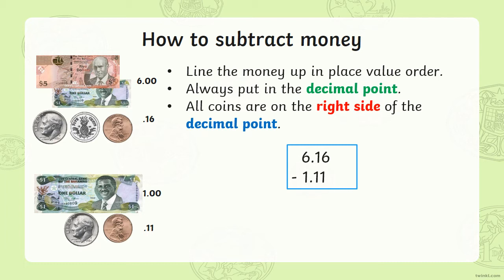Then we are going to subtract or take away $1.11. Notice how it's lined up. All of the coins lined up properly, all of the dollars lined up properly. The decimal point separates the coins and the dollar note. Let's now see what our difference will be. That's right. So we have one from 6 is 5, one from 1 is 0, and one from 6 is 5. So our answer is $5.05.